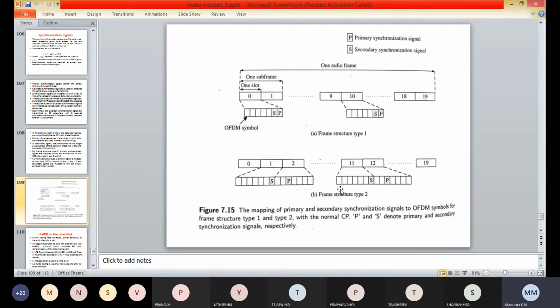In the frame structure type 2, the primary synchronization signal is mapped to the third OFDMA symbol in slot 2 and slot 12. You can look at this, this is P, primary synchronization, in slot 2 and slot 12.